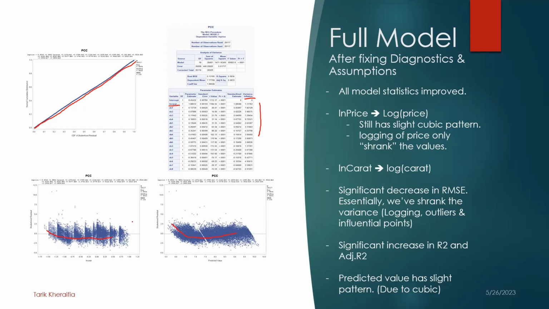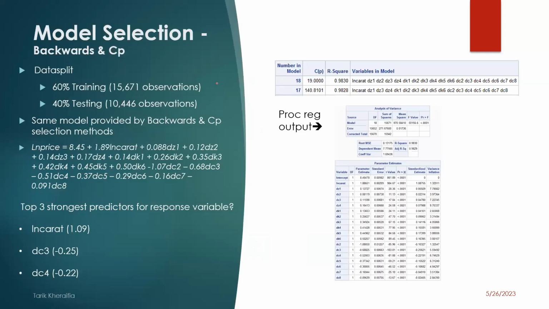After fixing the diagnostics and assumptions, we saw significant increases in R squared, adjusted R squared, and the F value. The model is statistically significant, and the RMSE there, 0.13, which I accidentally blocked, is low enough to be deemed good for the model. But remember, we shrank the values, so RMSE will also shrink because it's the error term, but it still shrank enough for us to be happy with that full model.